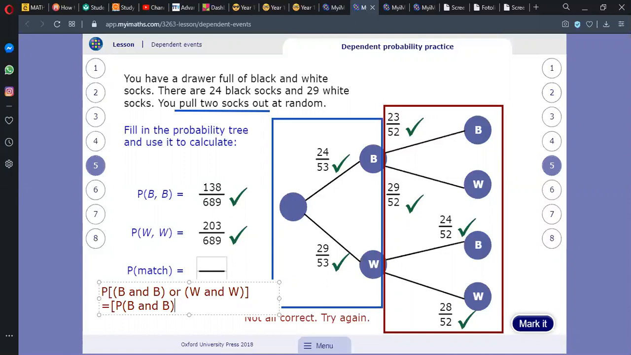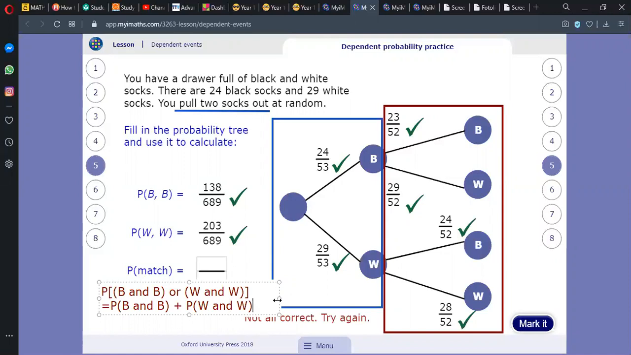Okay, I can even decide not to use it. Black and black. The OR takes us to addition, plus the probability of also white and white. And then you close it.